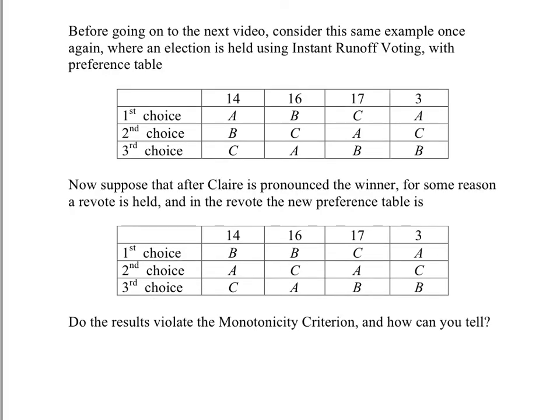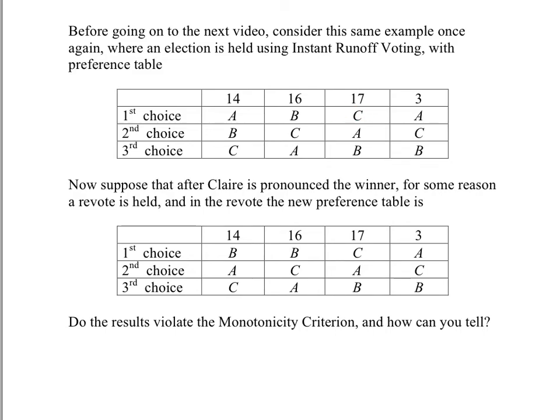One of the tricky things about the monotonicity criterion is understanding the exact circumstances in which it applies or doesn't apply. Before going on to the next video, consider this same example one more time. An election is held using the instant runoff voting method. This is the original preference table. This is the preference table for election number 1. We already know from our earlier work that Claire is going to be the winner in election number 1.